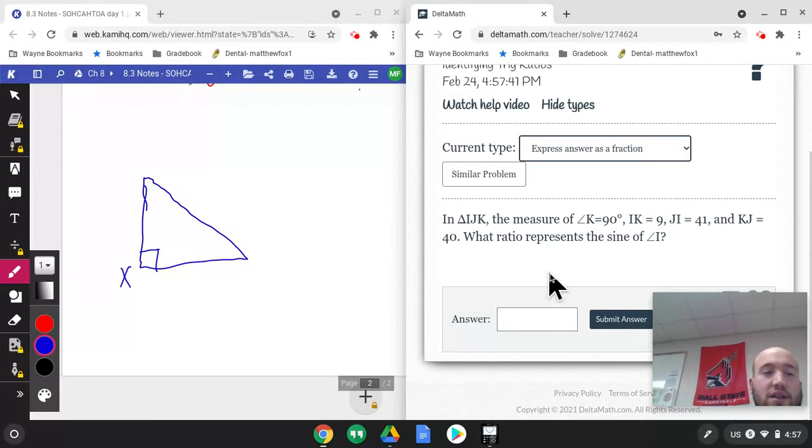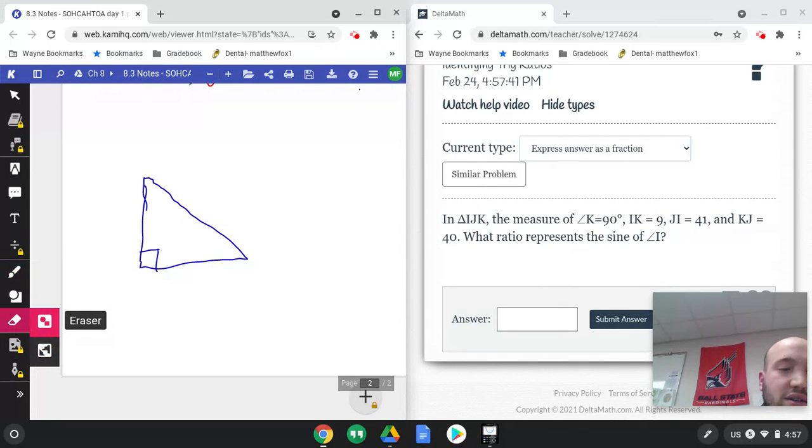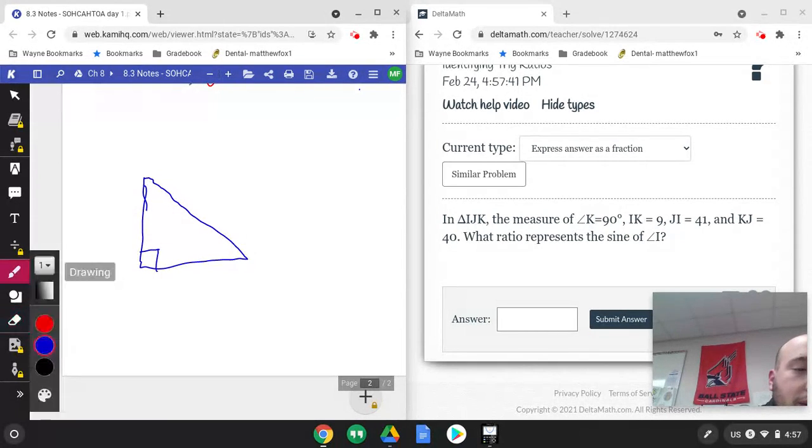All right, so actually I had the wrong question up. So let me change this a little bit. Okay, so this time it's IJK, and it says the measure of angle K is 90. So we're going to put the K over here. Okay, now I and J I can put at either spot. Now it says in triangle IJK, the measure of angle K is 90. IK is 9. So from I to K is 9. So I'm going to put that label of 9.